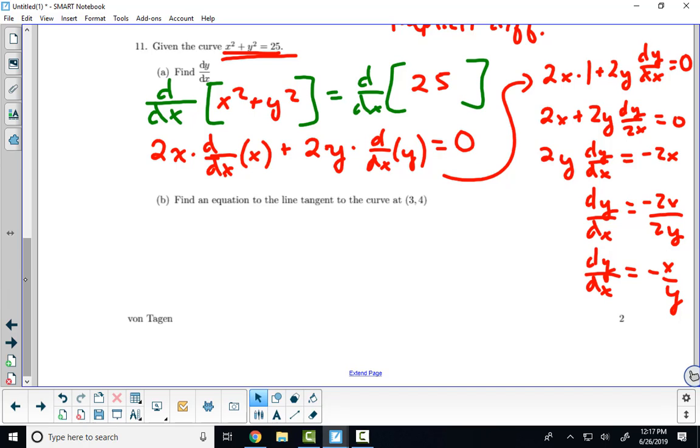But the idea is we were asked to find the derivative of this equation with respect to x. So what did I do? I took the derivative of both sides of this equation. Okay, everybody, what did I do for my first step? The derivative of both sides. Took the derivative of both sides.